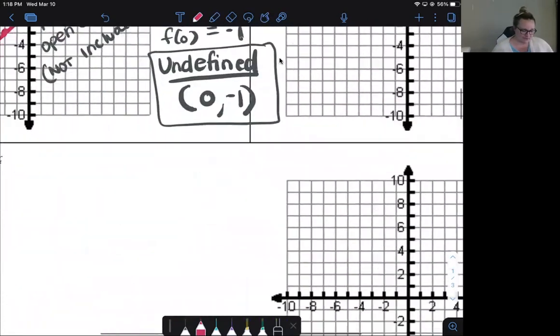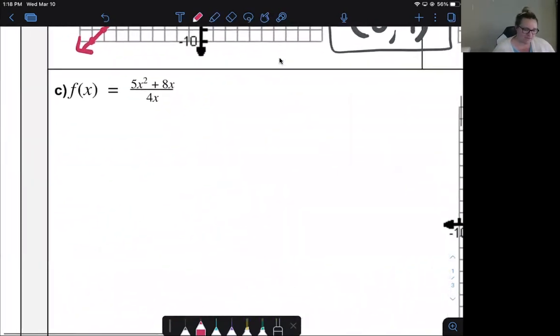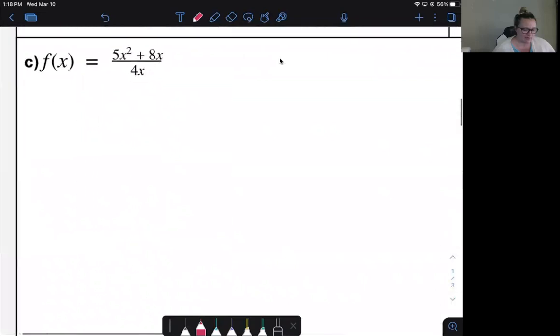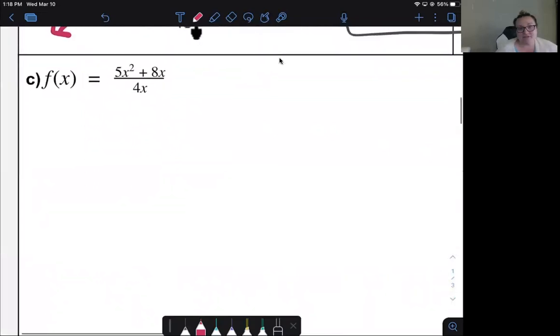Right, I feel like you guys are ready to do one on your own now. So go ahead and check out part C, 5x squared plus 8x all over 4x. Follow our steps: factor, simplify, graph, find your undefined point, and finish graphing. Good luck.